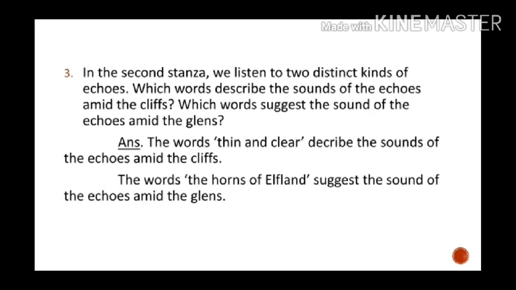Question number 3. In the second stanza, we listen to two distinct kinds of echoes. Which words describe the sounds of the echoes amid the cliffs? Which words suggest the sounds of the echoes amid the glens? Answer. The words thin and clear describe the sounds of the echoes amid the cliffs. And the words the horns of Elfland suggest the sound of the echoes amid the glens.